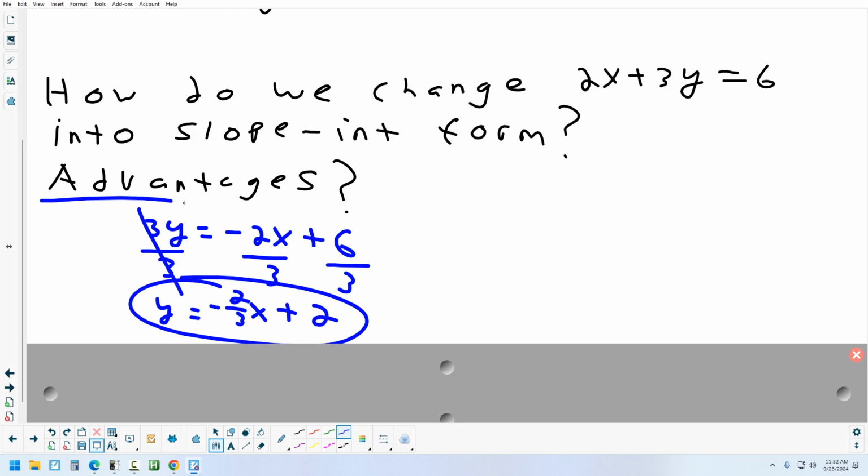What's the advantage of doing that? Why would I want to take 2x plus 3y equals 6 and rewrite it that way? What does this do for me? It's easier to find the slope, and it's easier to find the y-intercept. Yeah, it makes it very easy to see the slope and the y-intercept, and we use those oftentimes to graph it. You can graph it the other way. It's just most people are more familiar with this way. That's the main advantage.